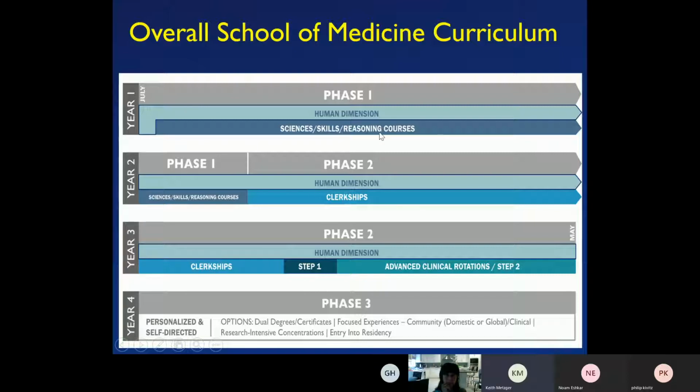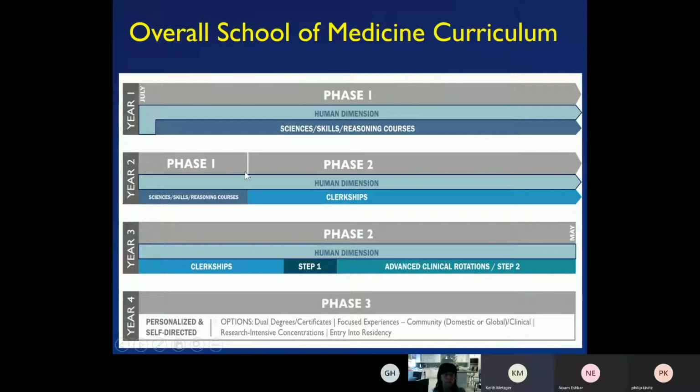And then simultaneously, we have a series of what are called sciences, skills, and reasoning courses, this dark blue color there. And these include 2 types of courses. They include foundational courses, of which structural principles is one, and then systems courses. And these are all integrated courses. The foundational courses tend to focus a little bit more on the basic science, but do include a lot of clinical science. And the systems courses, as you might expect, are organized by system and really integrate basic and clinical science together, in addition to social sciences, health system sciences, those kinds of things.